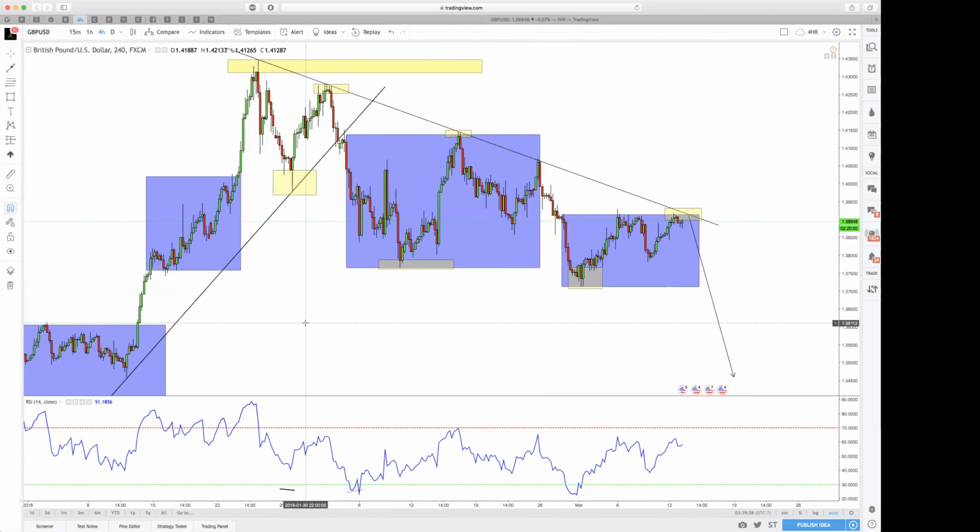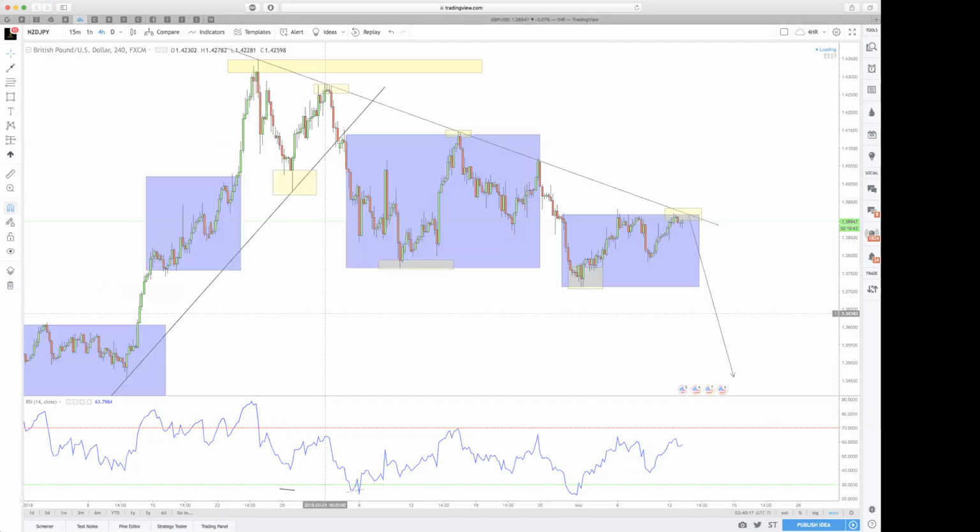All right, so let's hop on the other ones. Since GBP is over, now we're gonna look at the NZD and the USD. So stick with me. There's like 8 more to go. All right, NZD JPY.